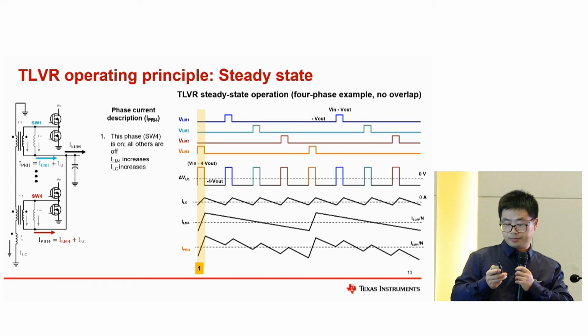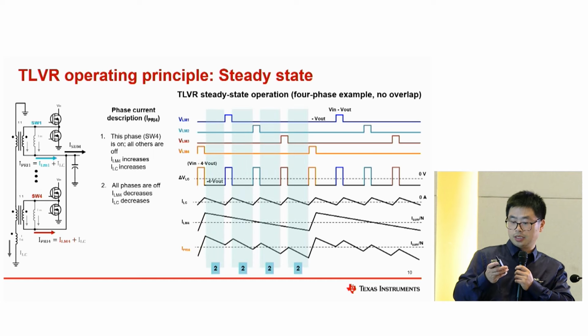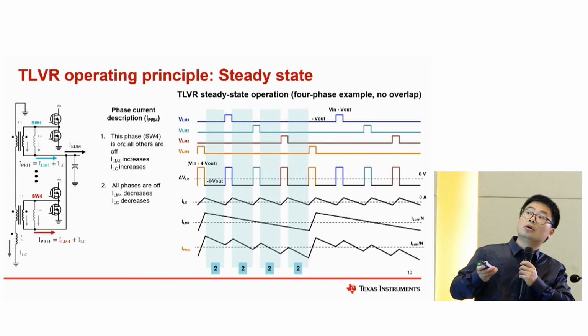In state 2, we can see that all the MOSFETs, the top side MOSFETs, are off. So we can get that the voltage on the magnetizing inductance is minus V out here. So we can get the voltage here on the LC inductor is minus 4 times V out.